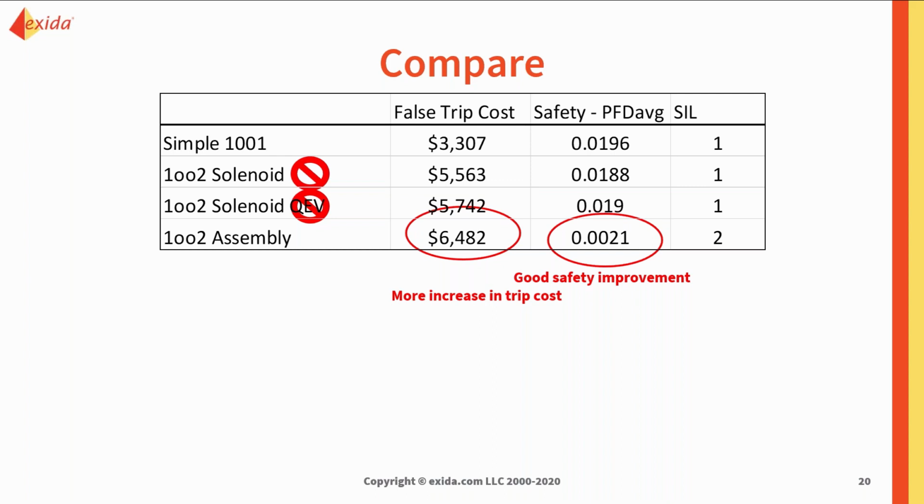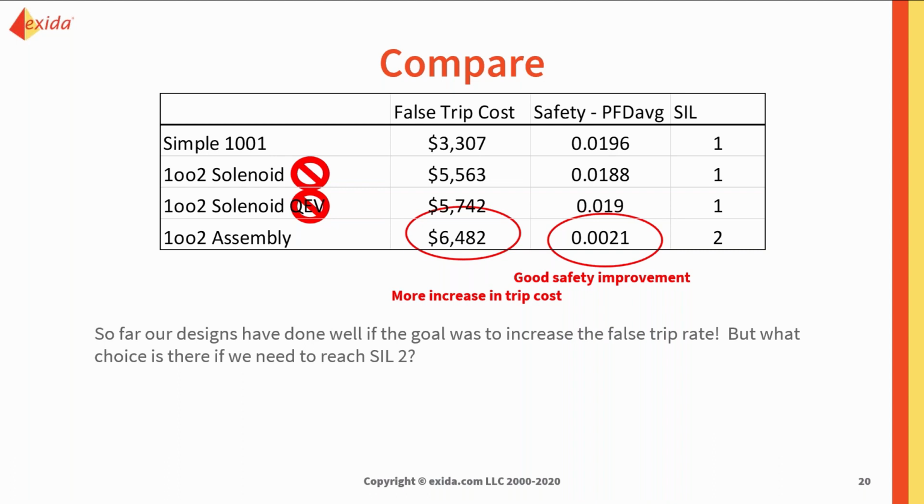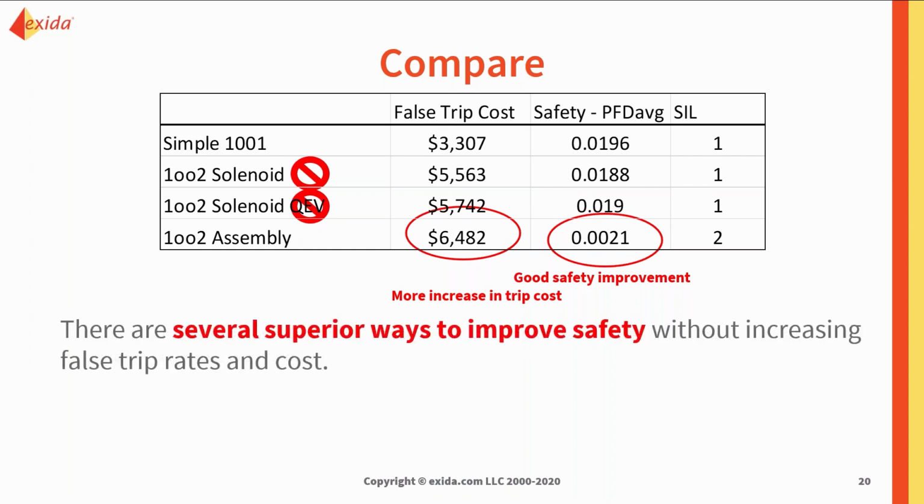You know, maybe that improvement of safety is worth that false trip rate. You know, the goal was to achieve that SIL 2 rating that your boss wanted. Is that what you want? But there are other ways that you can improve your safety without just increasing the false trip rate and the cost.